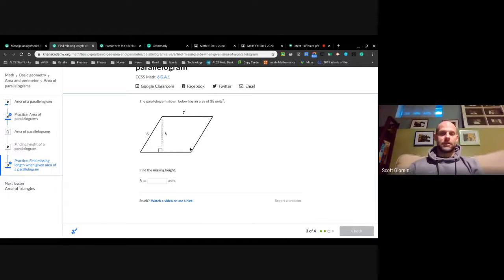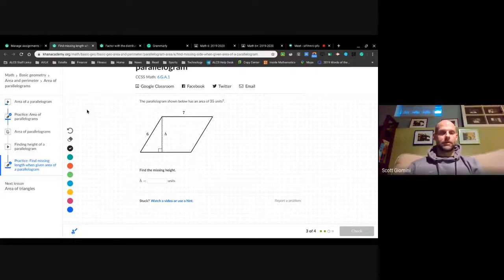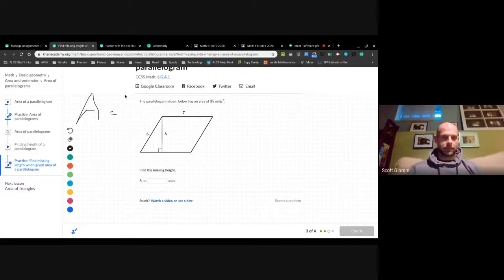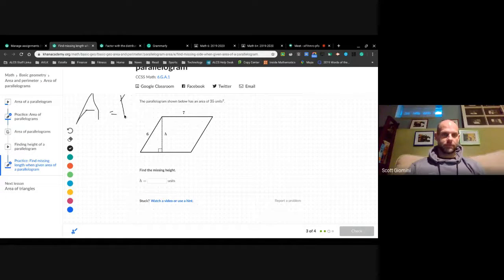In this situation here, the bases are parallel to each other in this parallelogram. It says the area is 35 square units. What's the height? Now, just to review, remember, area equals base times height. I substituted a 35 for the area.